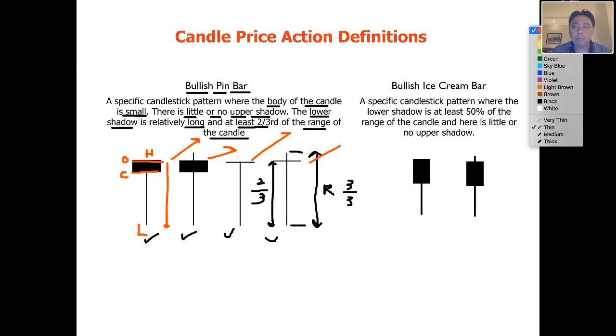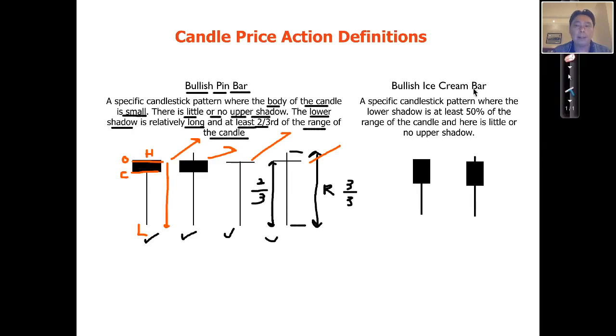Now, related to the bullish pin bar is what I call the bullish ice cream bar. Think of it as looking like an ice cream stick. So this and this, they both qualify to be bullish ice cream bars. This is a candlestick pattern where the lower shadow is at least 50% of the range of the candle. And once again, there's little or no upper shadow. Okay, so again, what's the range? This is the range of the candle. That's the range.